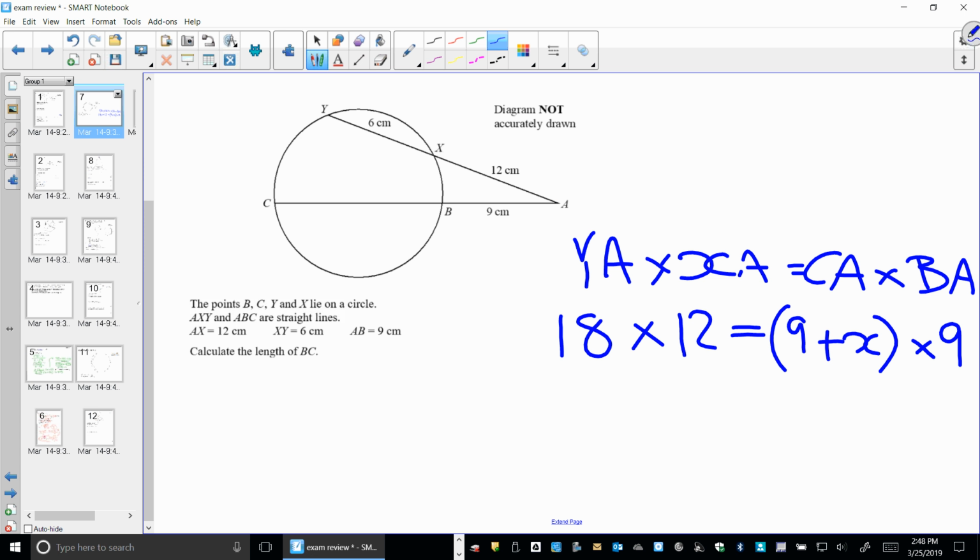Because you called BCX. Wait, is it x sometimes? No, it's x plus 9, you're right. Why is it? Oh, because it's CA. So CA is right through here. So maybe you put X on your diagram, Sabrina, that helps.